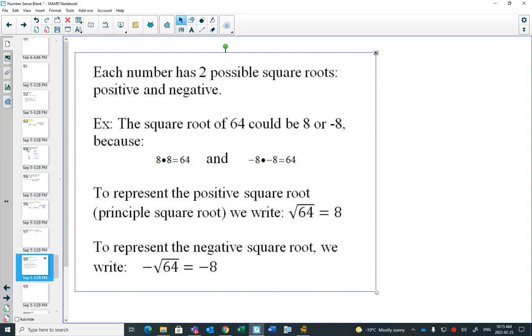Okay, and this part is just describing that when we do a square root of 64, we only write the positive answer. If we want to write a negative answer, we put a negative inside or in front of a square root sign. And this is going to come up in algebra.